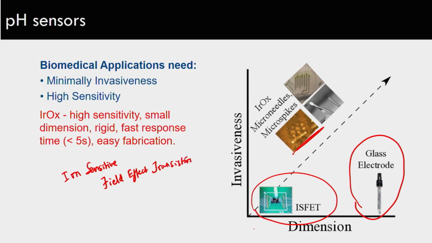This graph is a very rough graph, but it is a qualitative graph. It tells us that ISFETs are very small in size, in dimension, but they are not invasive. You cannot insert them into the body as such. And then you have the glass electrode, which is very large in size, but still you cannot insert it into the body, you cannot carry it with you. So that's why we have the microneedles or microspikes or subdermal sensors, which can be penetrated and worn for long term, continuous monitoring. ISFETs and glass electrodes, we cannot use for long term continuous monitoring, but microspikes we can.